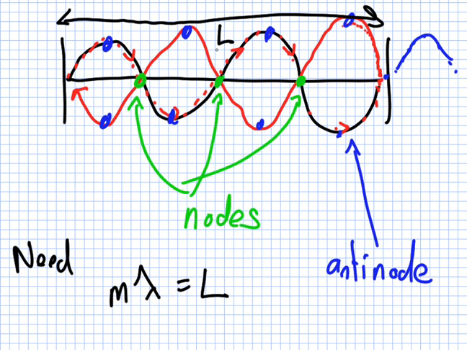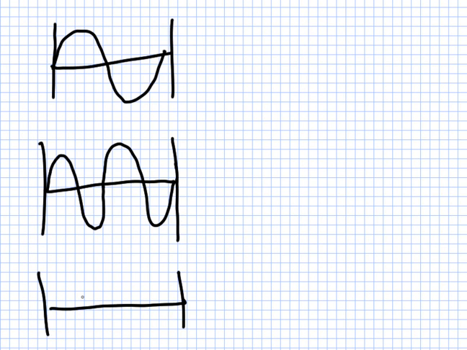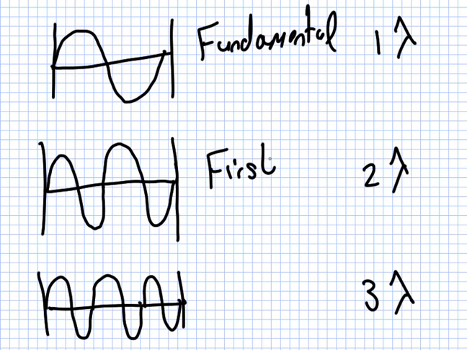Okay. So let me go down. So here is the wave, and here it fits once. Here is a wave, and here it fits once, twice. Then here is a wave, and then it fits once, twice, 3 times. So can you see here, this is 1 wavelength, this is 2 wavelengths, and this one is 3 wavelengths. These situations have names. This is called the fundamental. This one is called the first harmonic, and then this one's called the second harmonic.